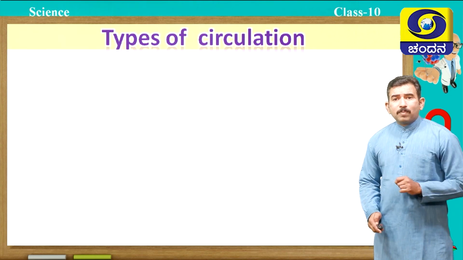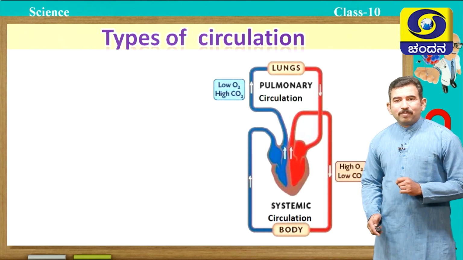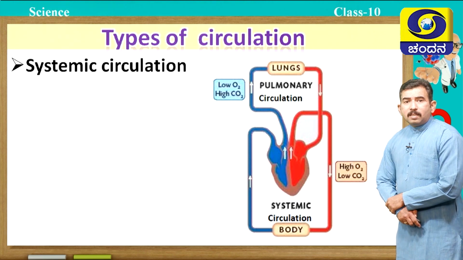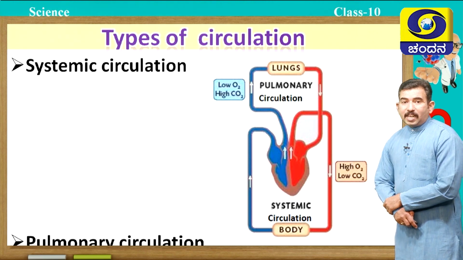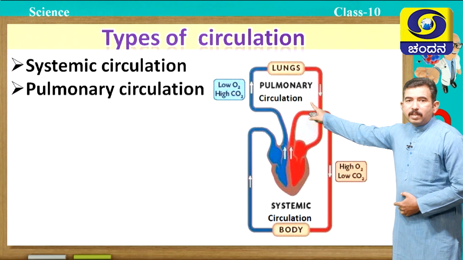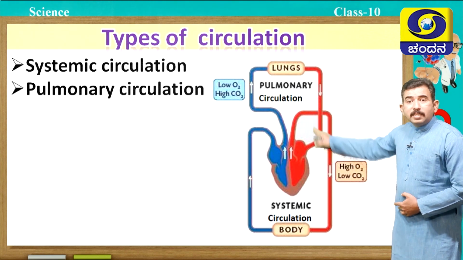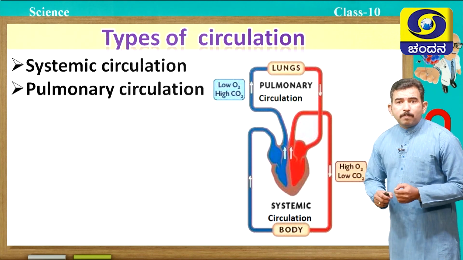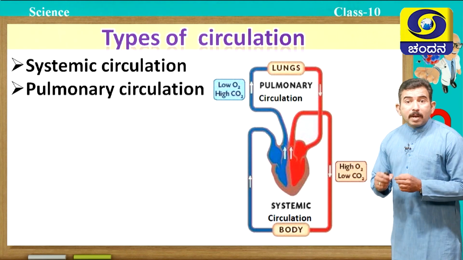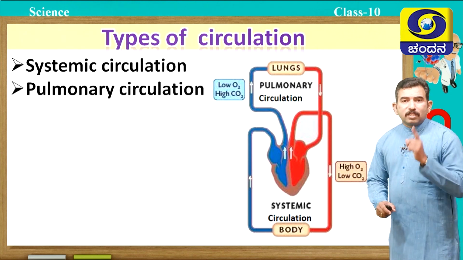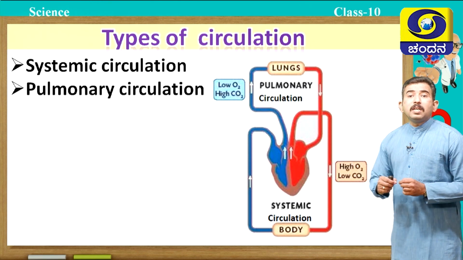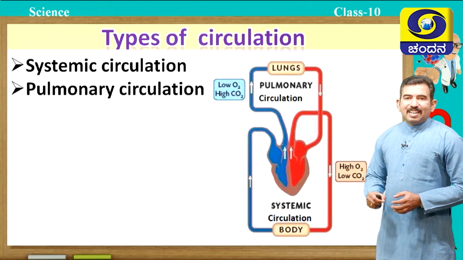Next, let us study the types of circulation. Students, there are mainly two types of circulation taking place. First one is systemic circulation and second one is pulmonary circulation. In systemic circulation, there is a movement of blood between the heart and the body parts. Remember, the movement of blood between the heart and the body parts is called systemic circulation. Whereas in the case of pulmonary circulation, the movement of the blood takes place between the heart and lungs.